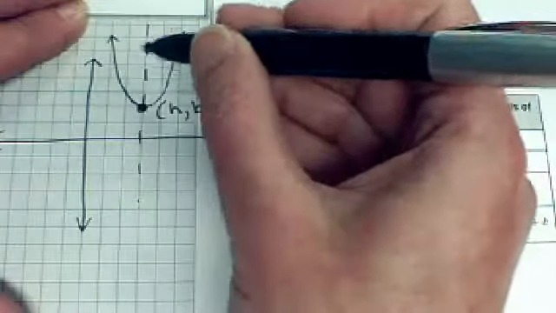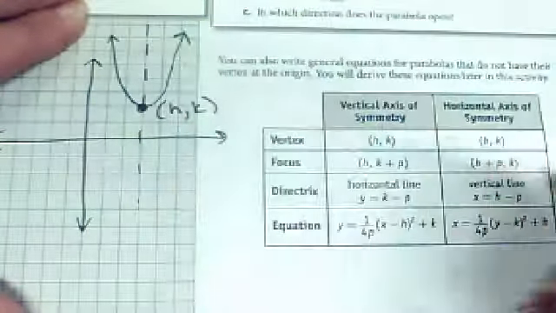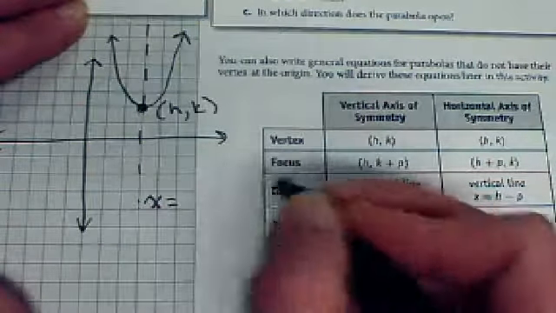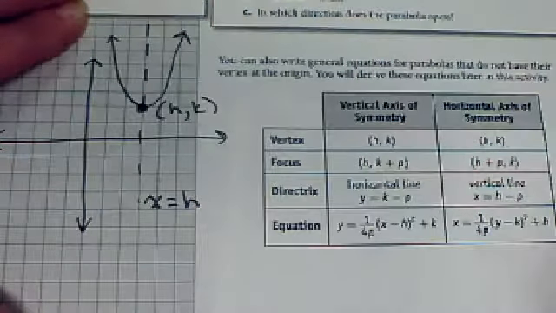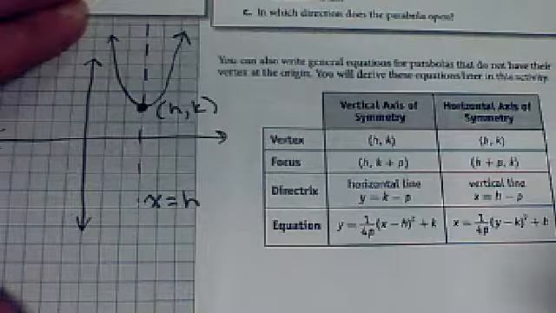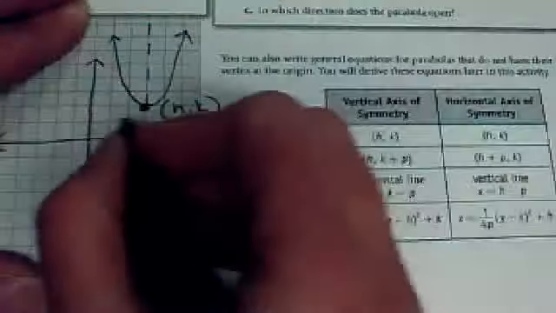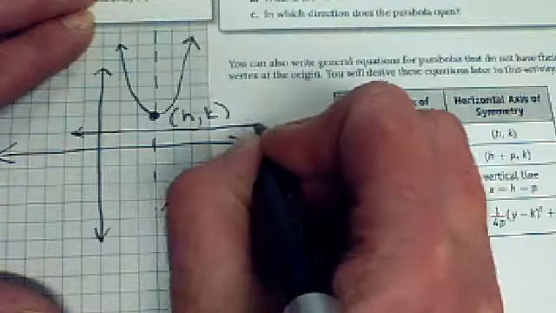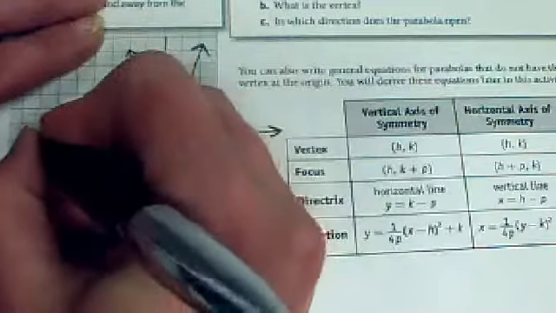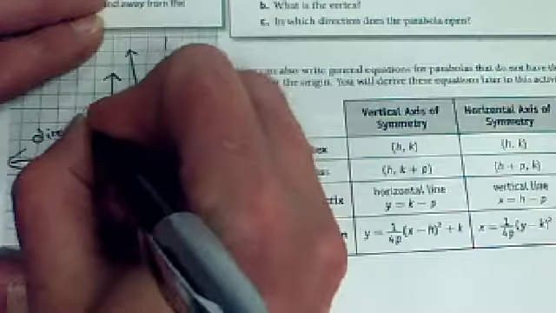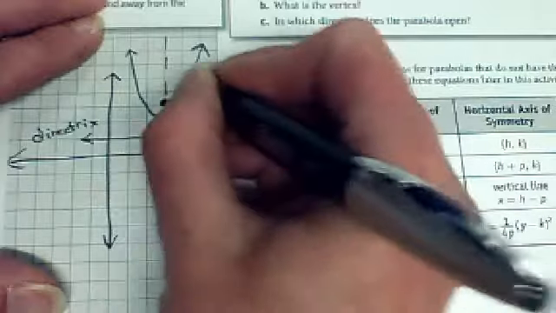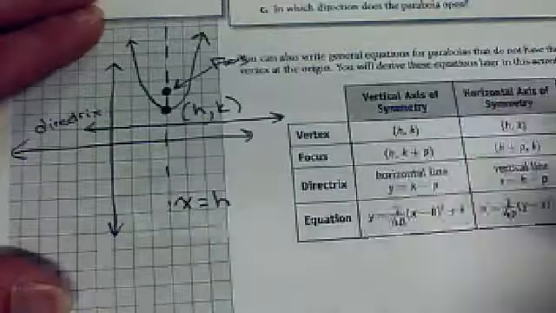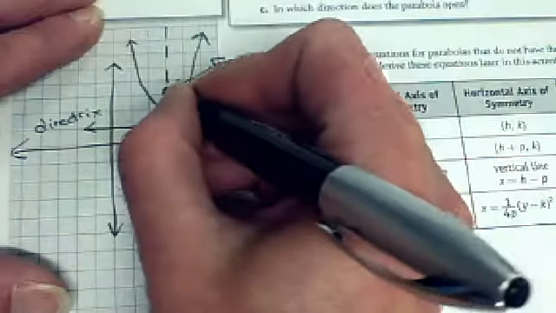So my axis of symmetry, remember, it's a vertical line, so it's an x equals. It's going to be the line x equals h because it's going straight through that vertex. Now, remember also that we're going to have a directrix, which is going to be a horizontal line right here. And we're going to have a point that's called the focus. The distance to the focus is called p.